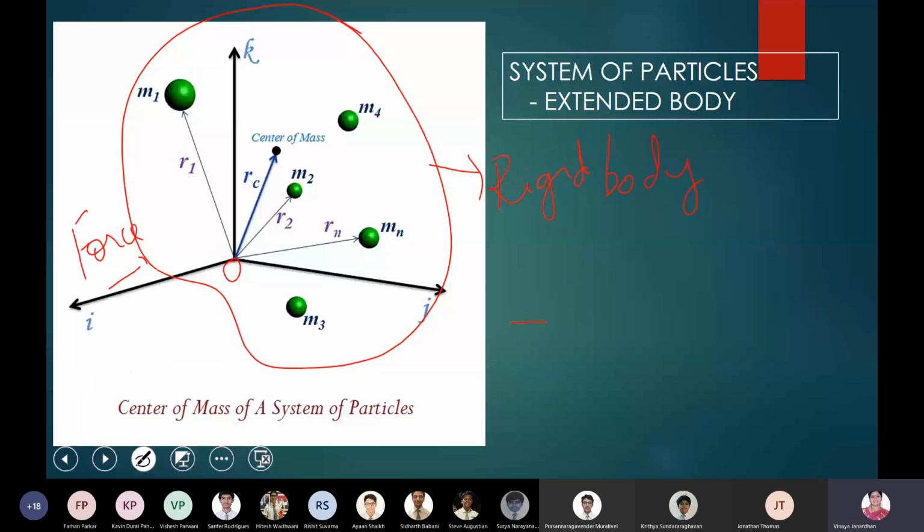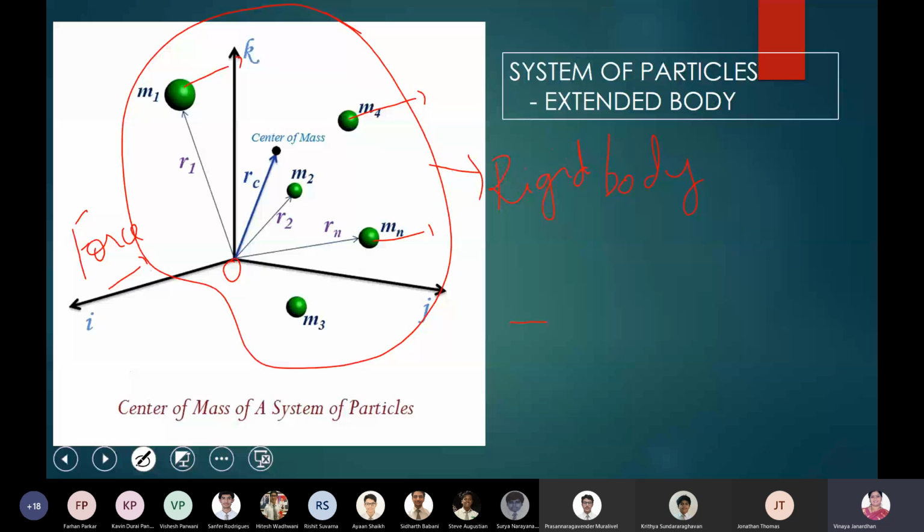When the body begins to move, M1 also will move with a certain speed, M4 will move with a certain speed, and all these particles will move with a certain speed, but the distance of these particles with respect to the origin will remain the same. Now, if the distance of M1 is going to change, what happens to the shape of the body? Do you understand? Because this is an extended body, and I'm applying a force on it.